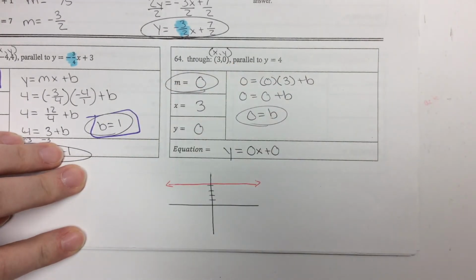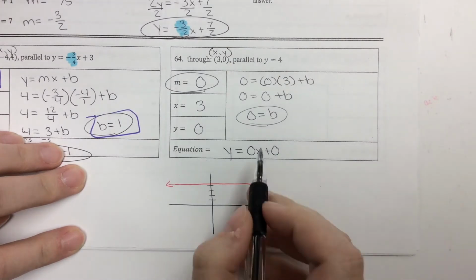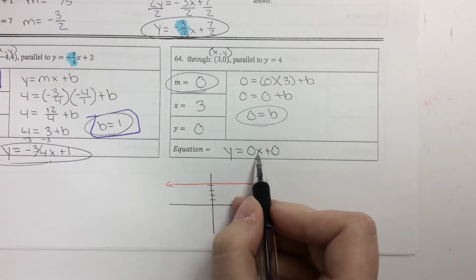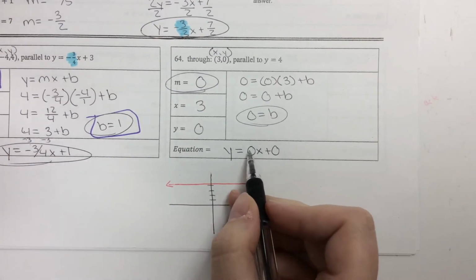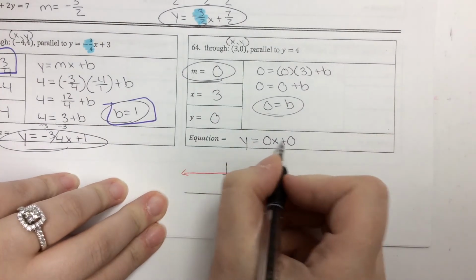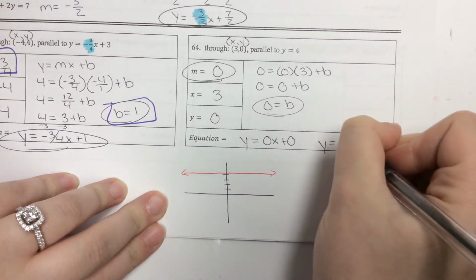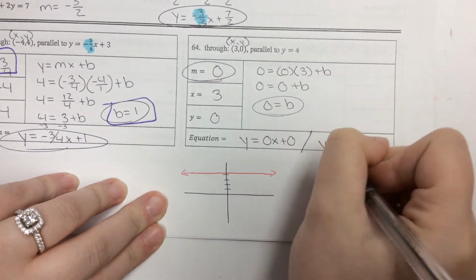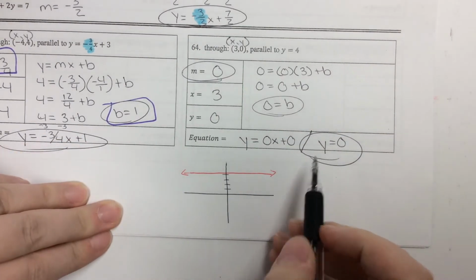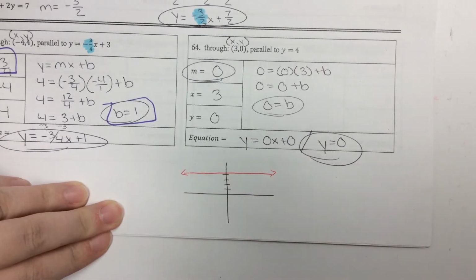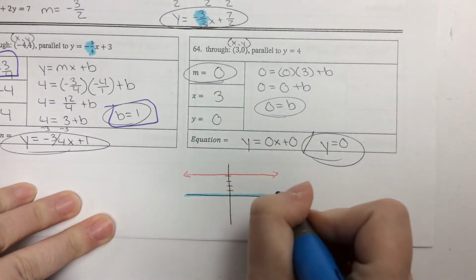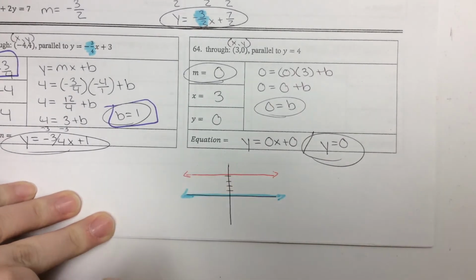All right, this is going to be really easy. 0 times x is 0. Even though x is a variable, it doesn't really matter what x is because anything times 0 is 0. So y equals 0 plus 0. So y equals 0. This is going to be a horizontal line at y equals 0, so basically a horizontal line right on top of the x-axis.